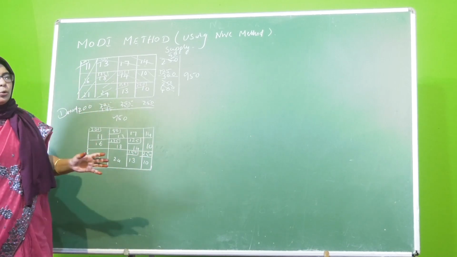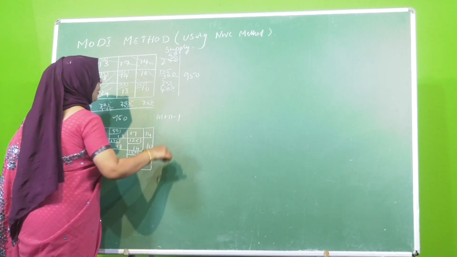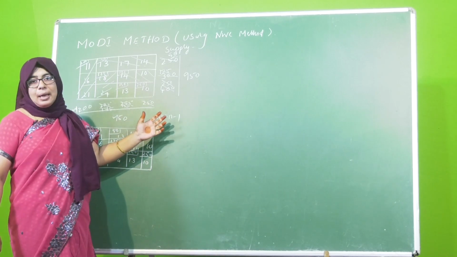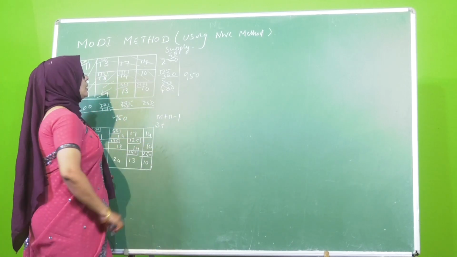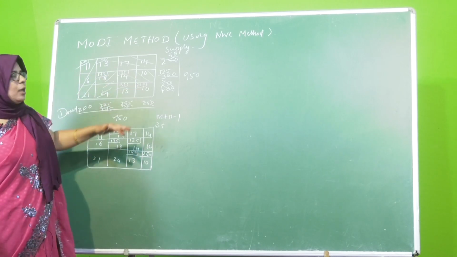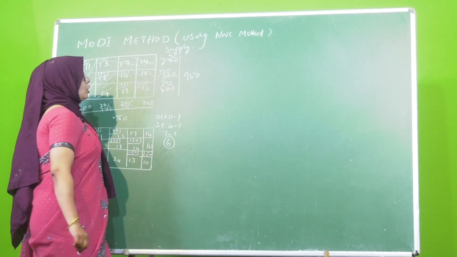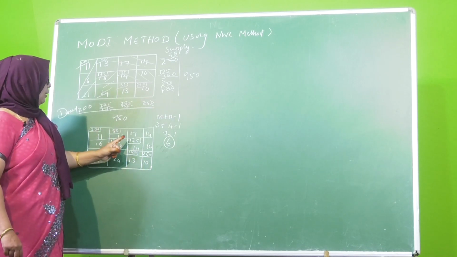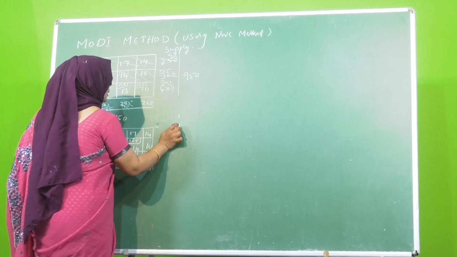So, what is the rule to check the allocated cells? That is m plus n minus 1. Here m means the number of rows. How many rows are there? 3 rows. The n represents columns. How many columns are there? 4 columns. So, 3 plus 4 is 7, minus 1, that is 6. So, we are getting only 6 original allocations: 1, 2, 3, 4, 5 and 6. Okay, now we are going to proceed.